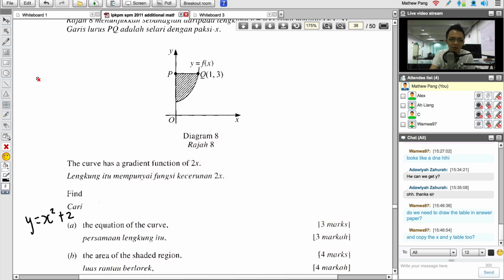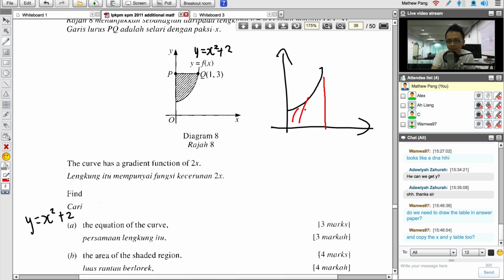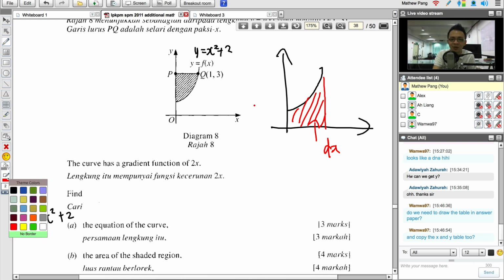Okay, so I know my y will equal x squared plus 2. This is my equation. Then it asks you to find the area of the shaded region. So first, you have to understand. I got a curve like this. If I integrate this one toward the x-axis, I won't get this part. If I integrate this one toward the x-axis, I will actually get this part. Because from the curve to the x-axis, we always have dx. Alright, in these cases, obviously it's toward the y-axis, because from the curve, all the shaded region is to the y-axis.